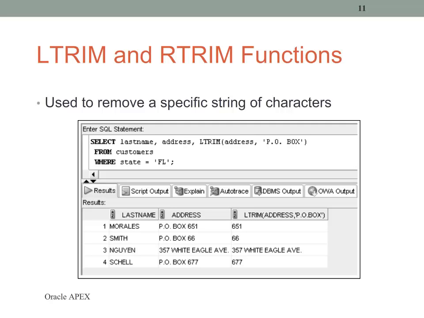The LTRIM and RTRIM, or left trim and right trim functions, are used in a similar fashion as the left pad and right pad. Only here, with left trim and right trim, we're cutting out, not filling in. The book uses the example of cutting out the word P.O. box from customer information. The idea then is that the word P.O. box would not be duplicated in records.